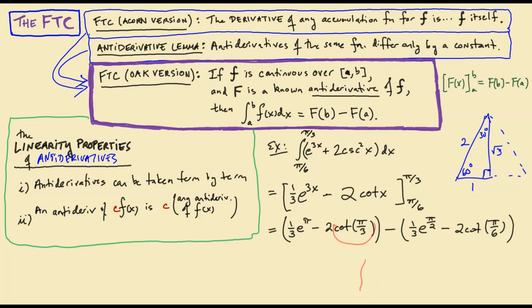So what's the cotangent of pi over 3? Well, pi over 3 is 60 degrees. So the cotangent of this angle, cotangent is the reciprocal of tangent. Tangent is opposite over adjacent. So that's root 3 in this case. That means the cotangent would be 1 over root 3.